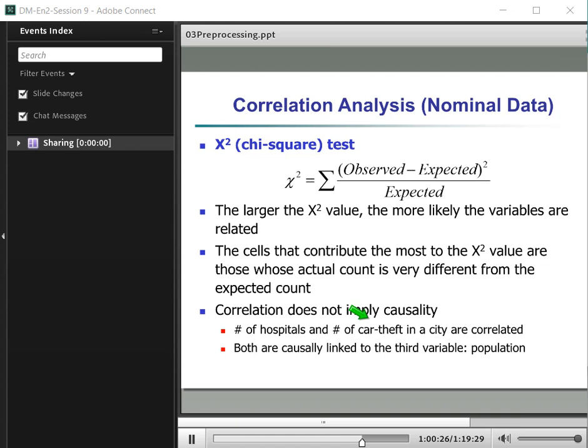But if I apply a chi-square test, I can find that there is a strong correlation between hospitals and car thefts. I can find a strong correlation. So correlation does not imply causality. It's very important. The number of hospitals and the number of car thefts are both related to the population.